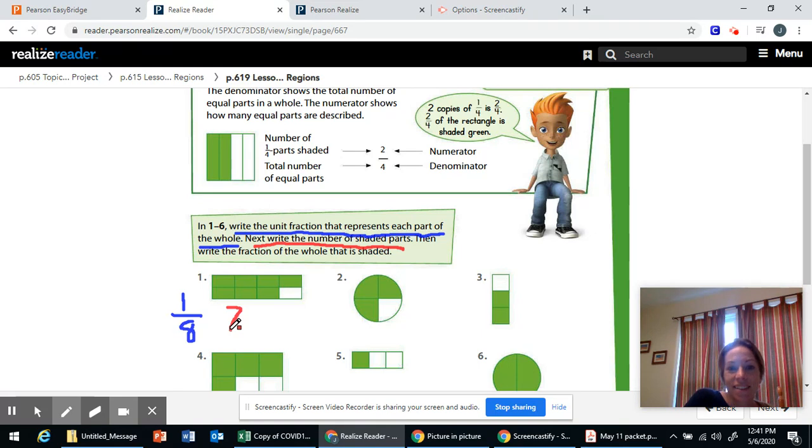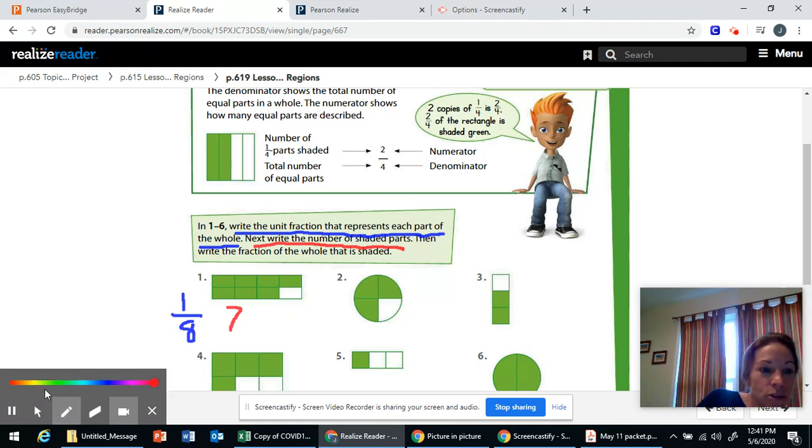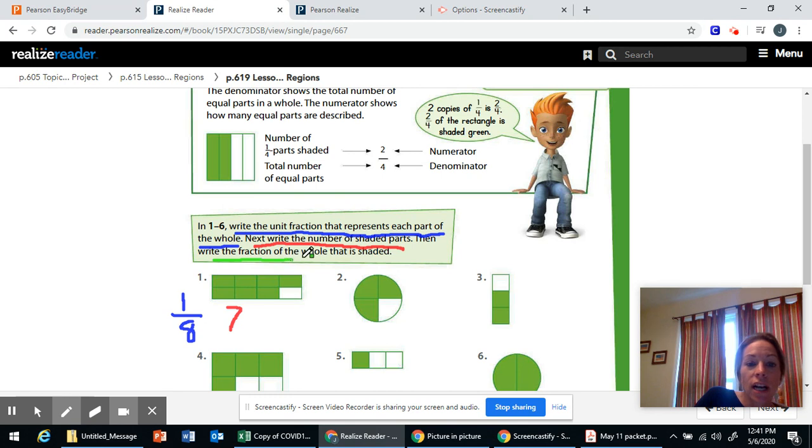And then you have a third job. And the third job we're going to do in, let's do this pretty green. Then write the fraction of the whole that is shaded. So it's going to be 7, just like the whole number 7, but they want a fraction. So remember, my numerator is the number of those copies, 1, 2, 3, 4, 5, 6, 7, and my denominator is the parts that make up that whole.